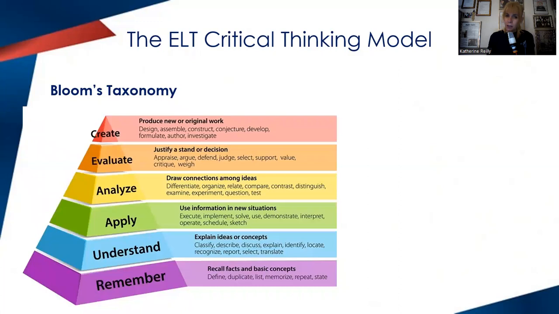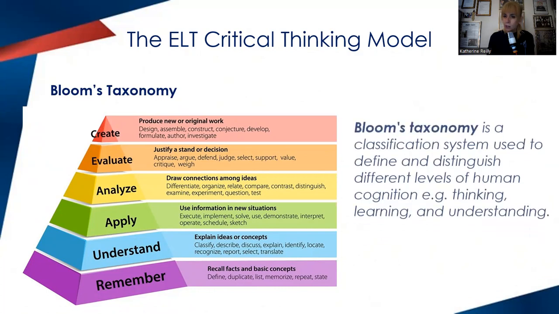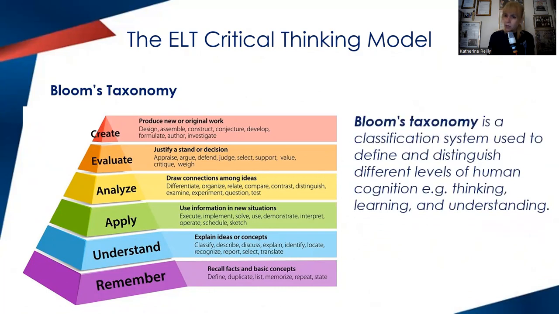Now, let's look into the critical thinking model. You've probably seen Bloom's taxonomy before. For those of you who are not aware what this is, it's a classification system used to define and distinguish different levels of human cognition: thinking, learning, understanding. Now, how it works, we start from the bottom and these skills progress towards the top of the pyramid.